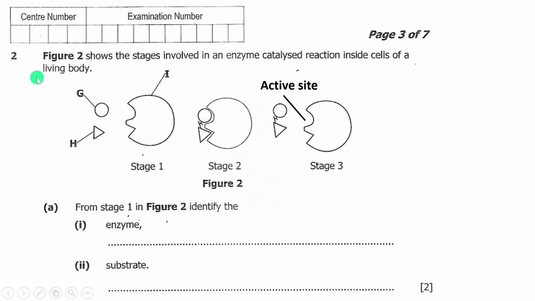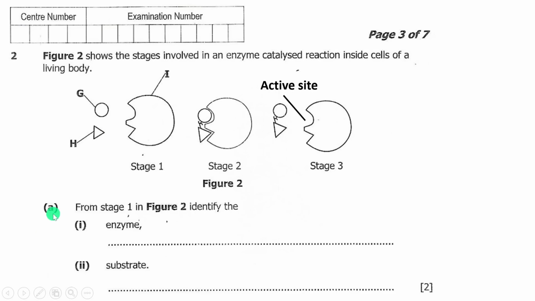So this is question 2, which says figure 2 shows the stages involved in an enzyme catalyzed reaction inside cells of a living body. Okay, so we have figure 2 here, in which we have stage 1 where we have this structure I and these structures G and H, and then we have stage 2 here and then stage 3 here.